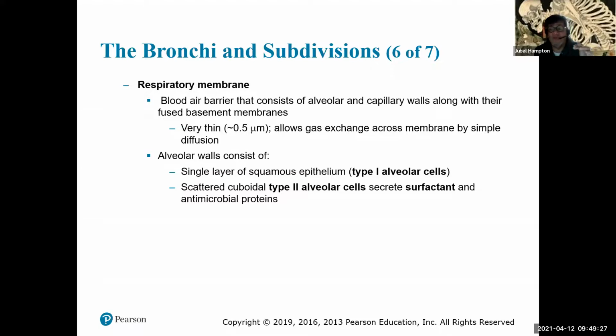Now we have artificial surfactant that they introduce into a little incubator, and they breathe it in, and they're able to breathe on their own until their body begins to make it. This is called hyaline membrane disease of the newborn. And so it especially occurs in premature infants. And this is one of the reasons why they have to keep the baby in the hospital until they're able to breathe on their own reliably.